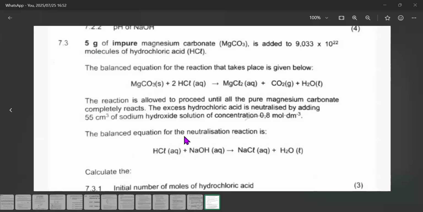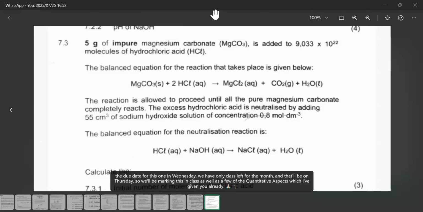So here we can see that we have 5 grams of impure magnesium carbonate, and this is added to 9.033 exponent 22 molecules of hydrochloric acid. The balanced equation for the reaction is given. So we have 1 mole of magnesium carbonate reacting with 2 moles of hydrochloric acid in order to produce 1 mole of magnesium chloride, 1 mole of carbon dioxide, and of course, 1 mole of water.